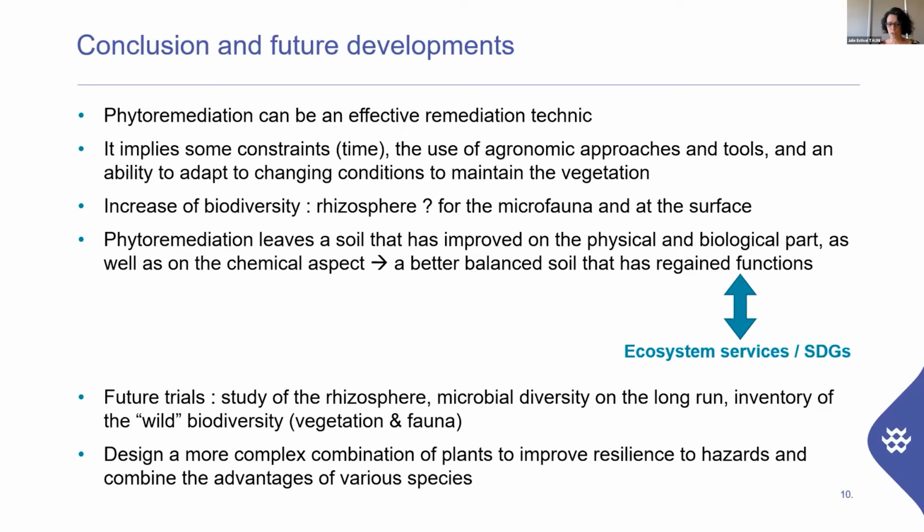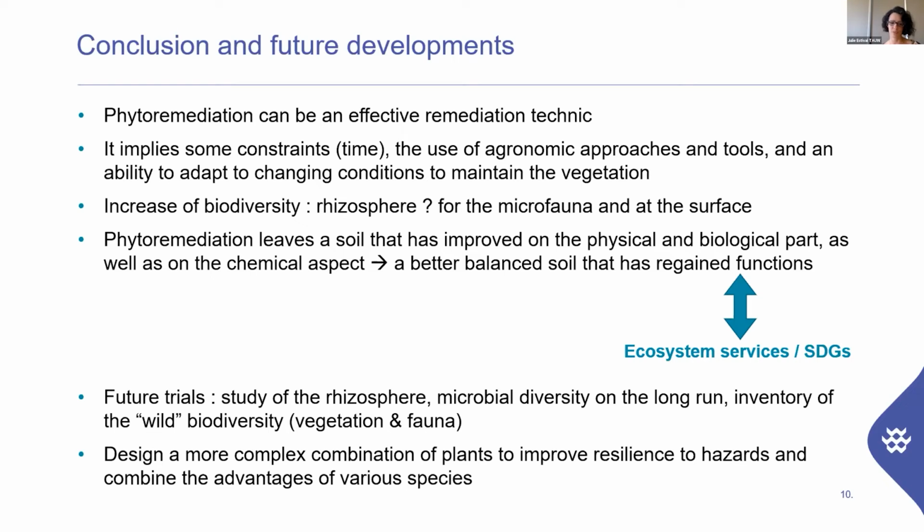For future trials, we would like to study more in depth the rhizosphere, and also the microbial diversity on the long run, because we haven't really followed the diversity, for example, of the bacterial community, only at the beginning, but not so much on the long run, only on targeted genes. And we would like also to make inventories of the wild biodiversity, to see how this kind of technique also benefits unexpected biodiversity on the plot.